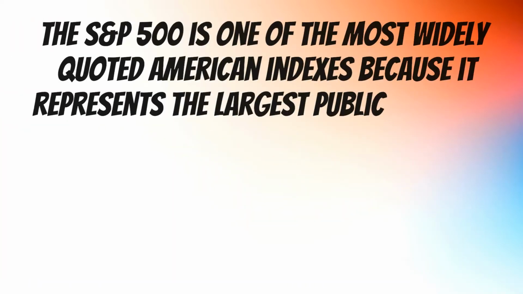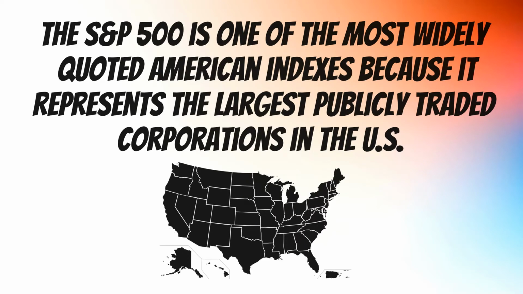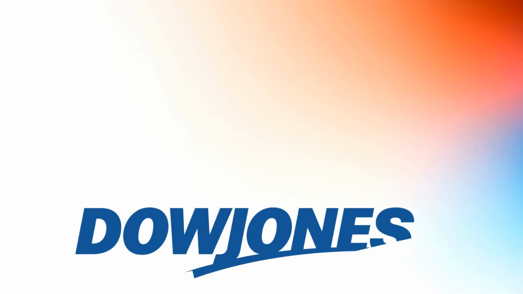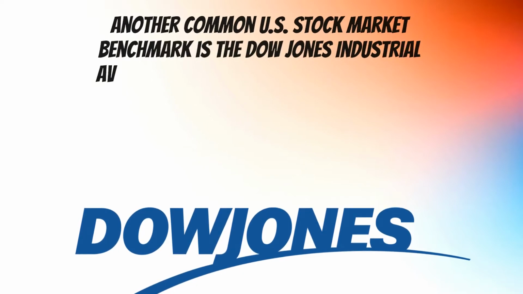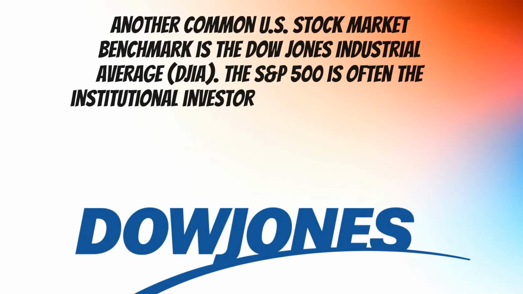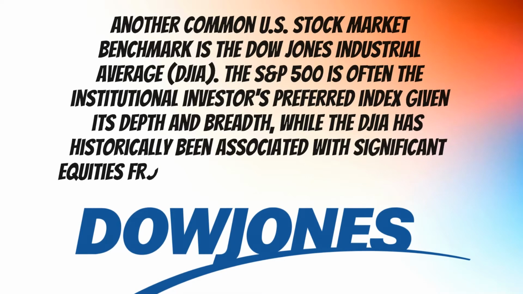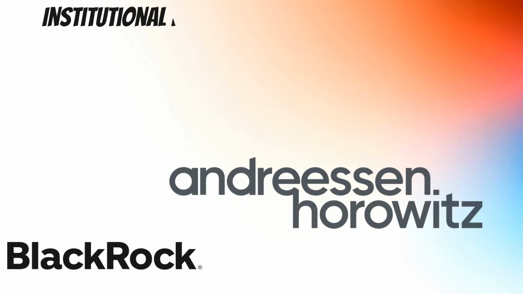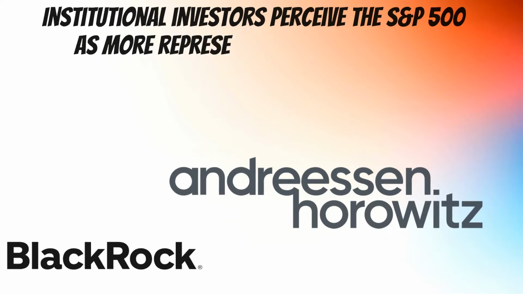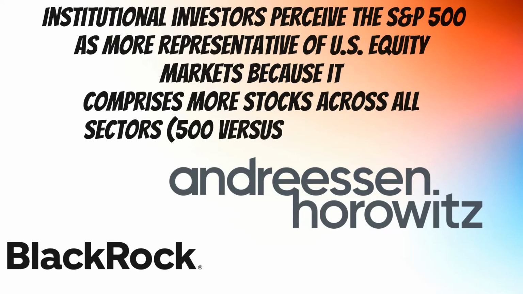The S&P 500 is one of the most widely quoted American indexes because it represents the largest publicly traded corporations in the United States. Another common U.S. stock market benchmark is the Dow Jones Industrial Average. The S&P 500 is often the institutional investors' preferred index given its depth and breadth. While the Dow Jones Industrial Average has historically been associated with significant equities from the retail investor's point of view, institutional investors perceive the S&P 500 as more representative of U.S. equity markets due to it comprising stocks across all sectors, 500 versus the Dow Jones 30.